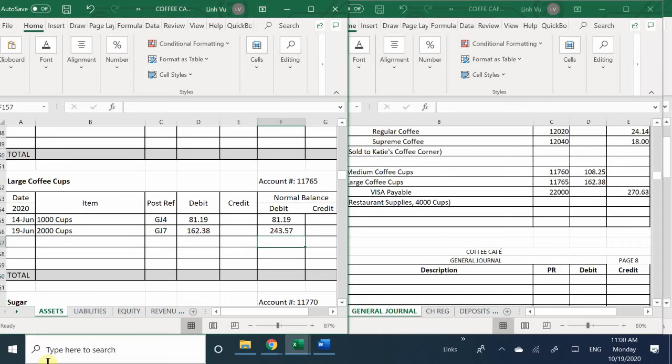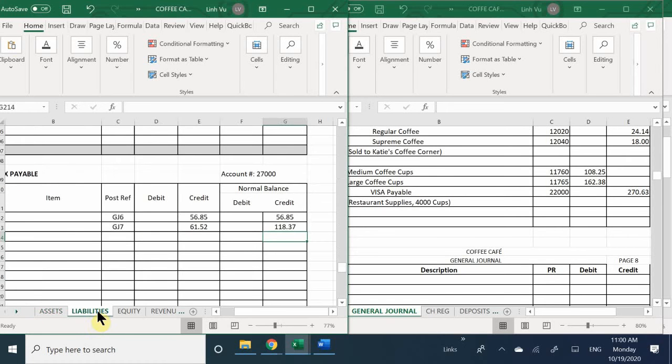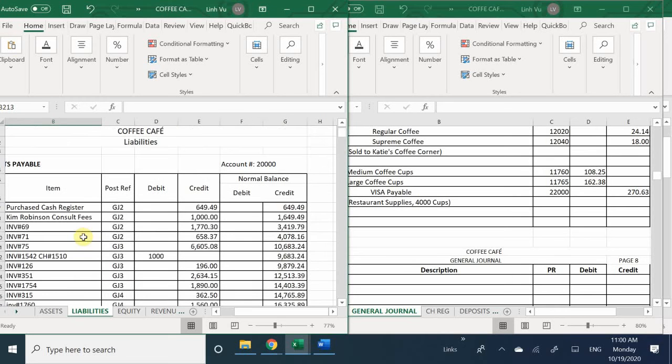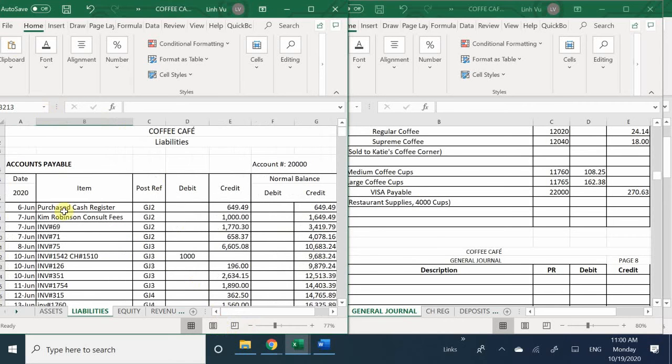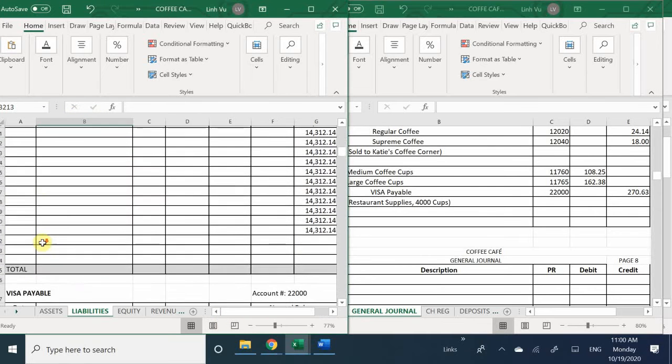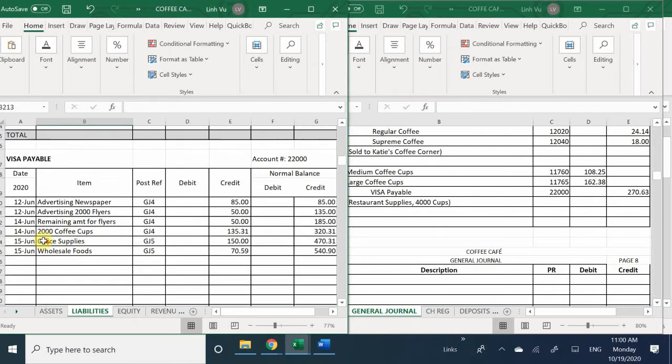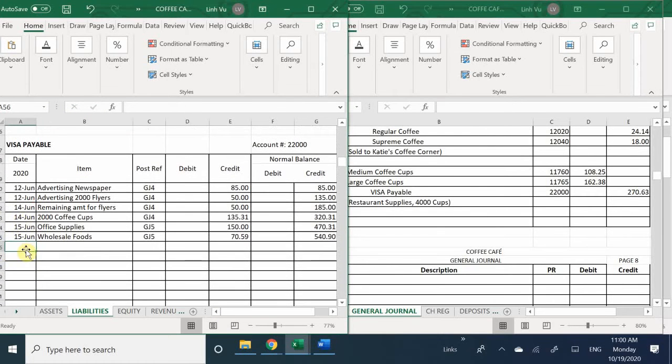$243.57. Good. Okay. And then lastly, we got to go to our Visa payable, which is our liabilities. Okay. So Visa payable is right here. What am I going to put here? Restaurant supplies.